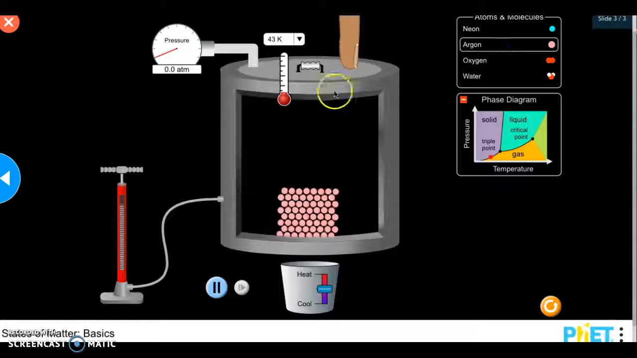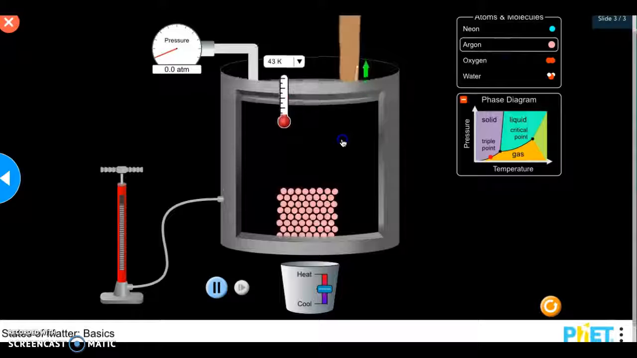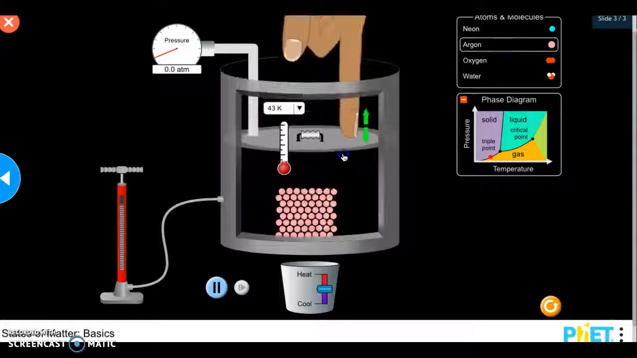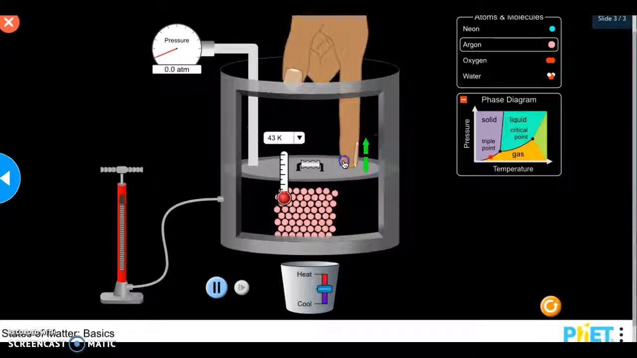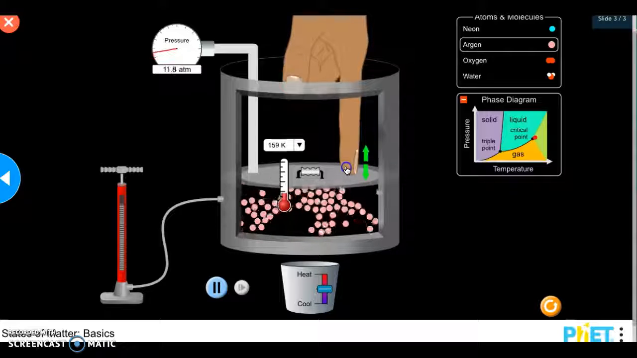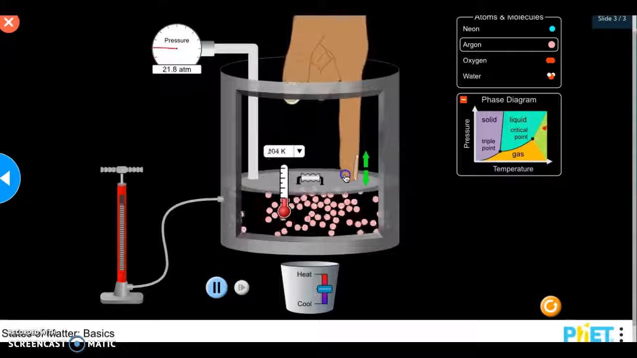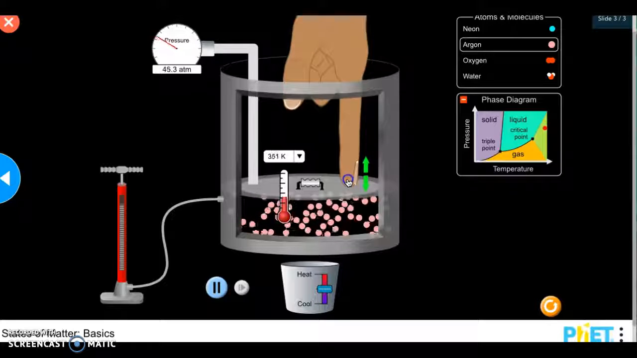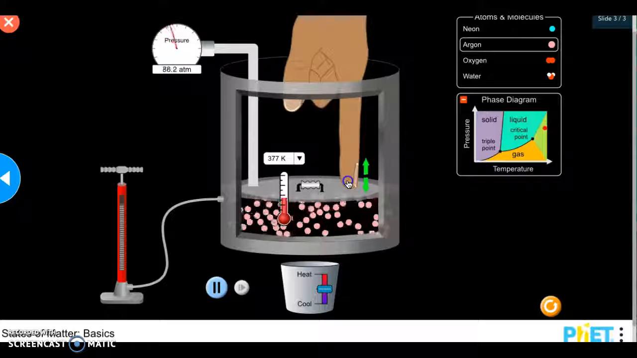Now, for argon, let's add some pressure. And once again, this pressure is going to cause the solid to change to a liquid. You can see the molecules have spread apart. And of course, then to a gas. You can see they're moving very fast and spreading apart.